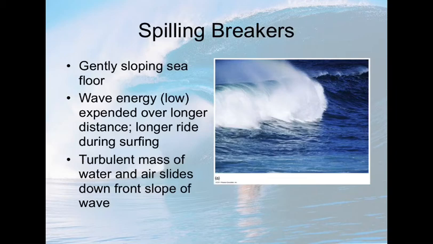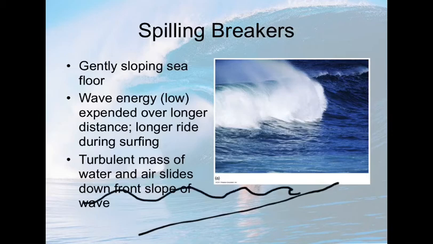And they're what we get around here mostly because they're associated, not drawing. Let's try this again. They're associated with a very gentle slope. So the waves come in on a very gentle slope and you get a spilling breaker.